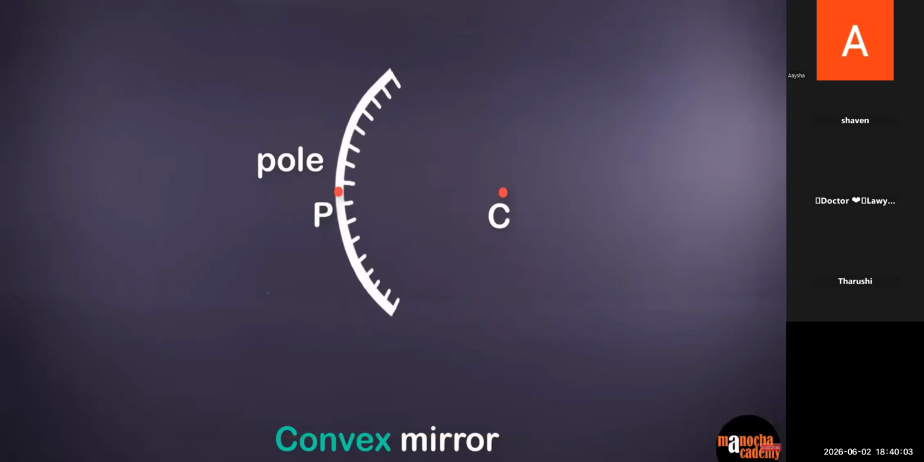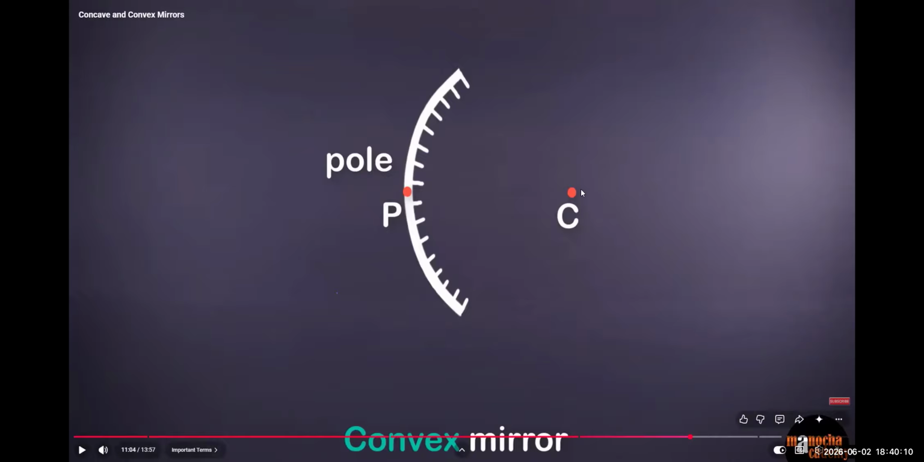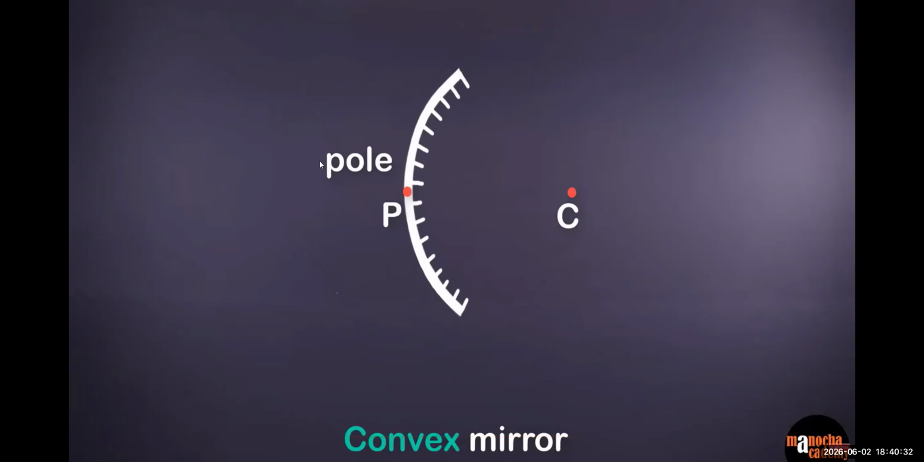Yes. Where is the radius of curvature? Here, PC is the radius of curvature. It's also behind the mirror. And the focus is also behind the mirror. That is the difference between concave and convex mirrors. In a concave mirror, the center of curvature, focus, pole and principal axis, everything is in front of the mirror.